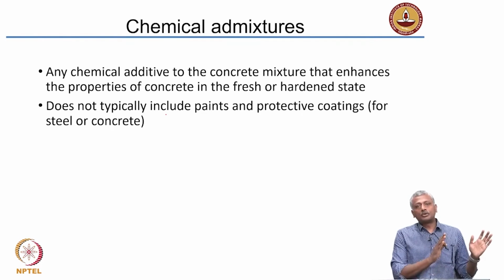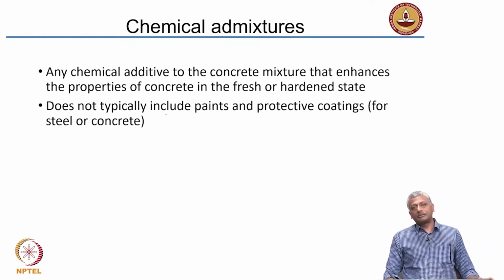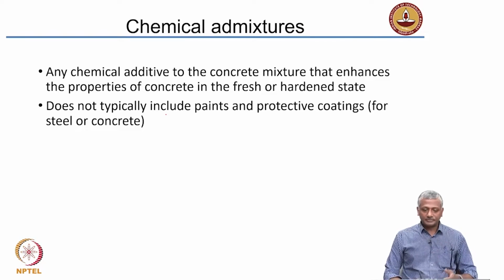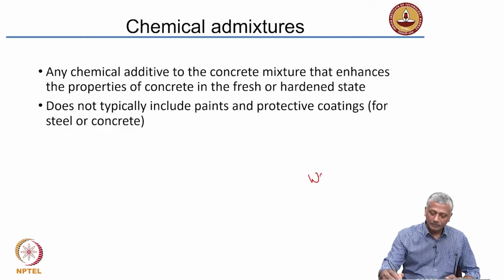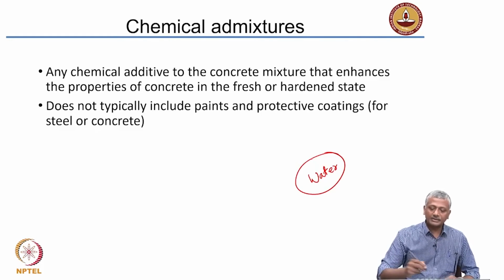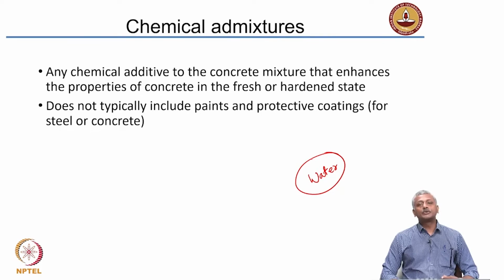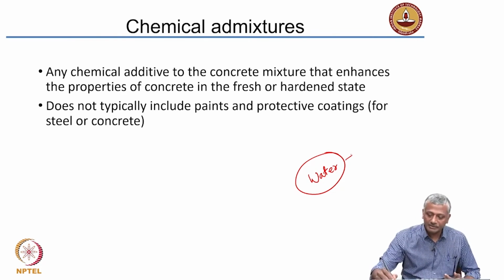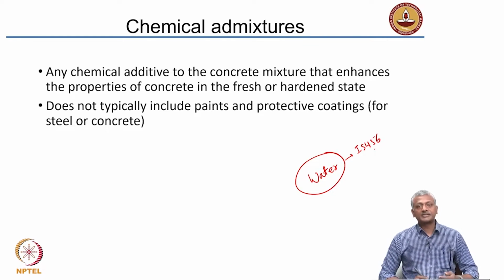Now, we have talked about the two main ingredients of concrete, that is cement and aggregate. I did not mention anything about water. Before I go to chemical admixtures, let me talk about water. If you look at the standards that govern the use of water inside concrete, of course, this is covered in IS 456. IS 456 is basically the building code for plain and reinforced concrete.